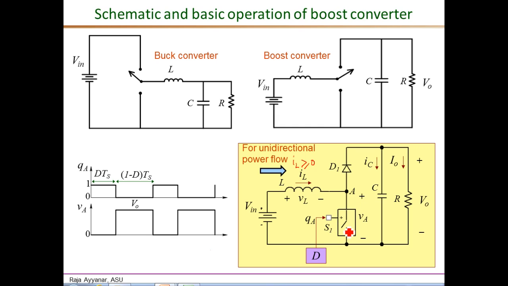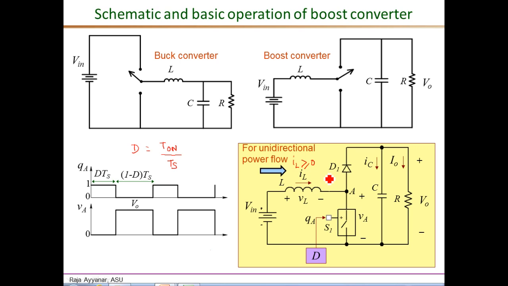The MOSFET or the switch S1 is switched at high frequencies as indicated by its gate drive waveform QA. So Q of 1 means the switch is on, and this interval is the DTS period. Essentially D, the duty ratio, is defined as the ratio of the on interval, T on, when the switch is on, over the complete switching period TS. So that's the duty ratio. During this interval, the current in the inductor and therefore the energy in the inductor builds up, and when the switch is turned off, this energy is released to the output side through the diode D1. So the turn off period when the diode conducts is the 1 minus D times TS interval.